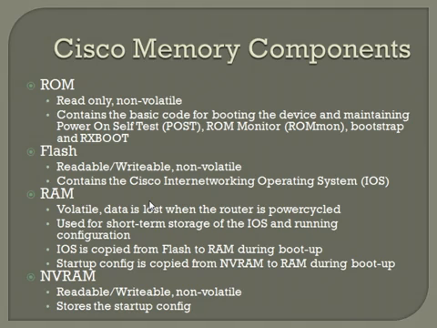And the same thing with the running configuration. The running configuration is pulled, as we'll see when we get to NVRAM in a second, from the startup config in NVRAM. Whenever the router's up and running, you're going to have the running config also running in RAM. So the running IOS and running configuration are located in RAM. The IOS is copied from flash to RAM during boot up, and the startup config is copied from NVRAM to RAM during boot up.